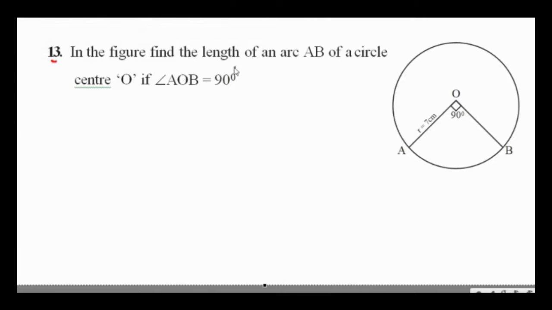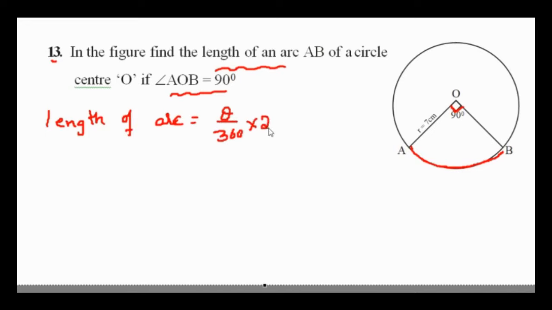13th question, in the figure find the length of the arc AB. So this is the arc AB of a circle with center O. If angle AOB is 90 degrees, we have to find the length of the arc. We know the length of the arc formula. Length of the arc is nothing but theta by 360 into 2 pi r.